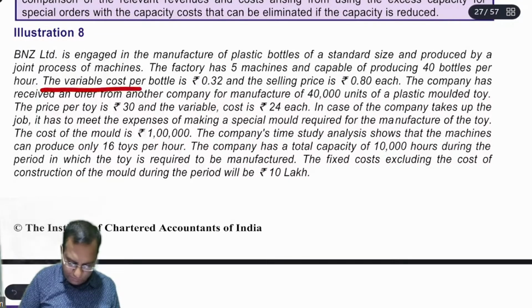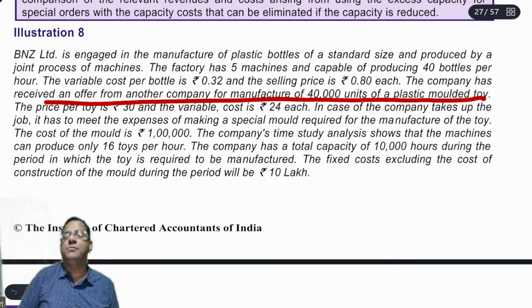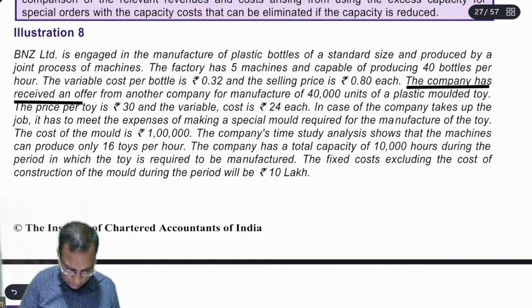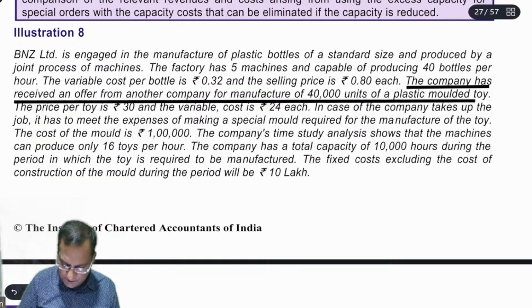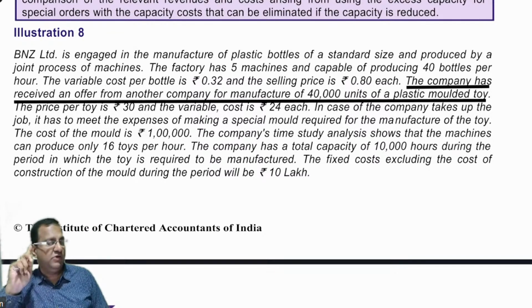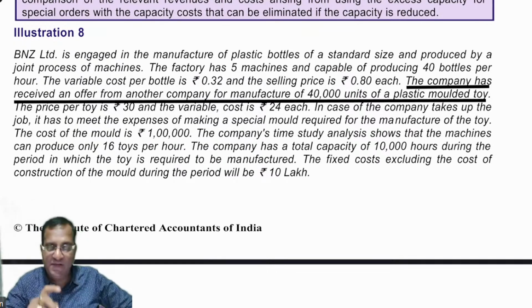The variable cost per bottle is 32 paise and the selling price is 80 paise each. The company has received an offer from another company for manufacture of 40,000 units of a plastic molded toy. Can you tell me the most important word, a single word, in this particular line? I want to check, beta, how minutely you are reading the question. Tell me that particular word.